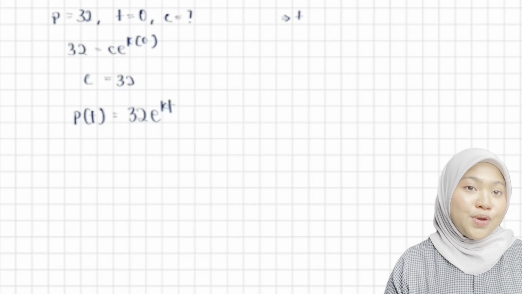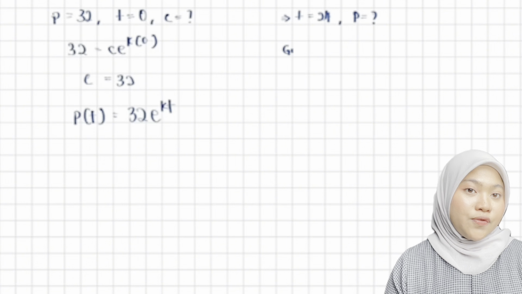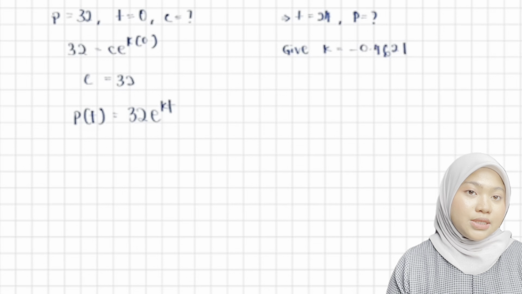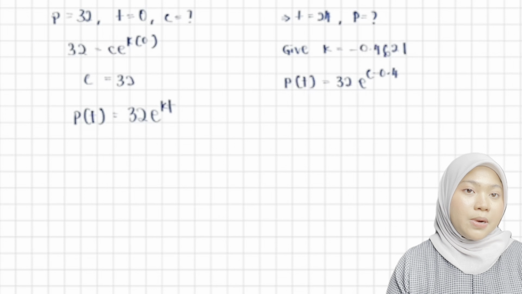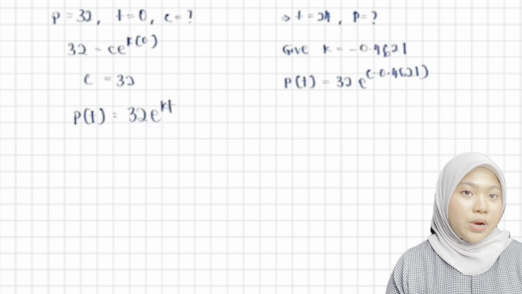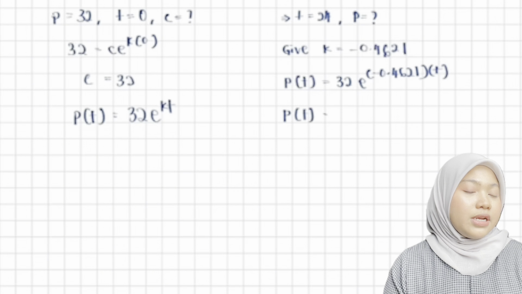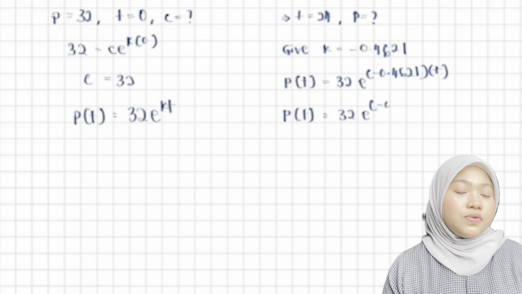Next calculation, we want to find the amount of yeast after 24 hours. To do this, we substitute the value of time, which is 24, into the decay formula. We substitute the decay constant, which is k = -0.4621, into the model. This gives the formula P(t) = 32 times e^(-0.4621t). The negative sign shows that the yeast is decreasing over time. We find the amount after 24 hours by replacing t with 24.